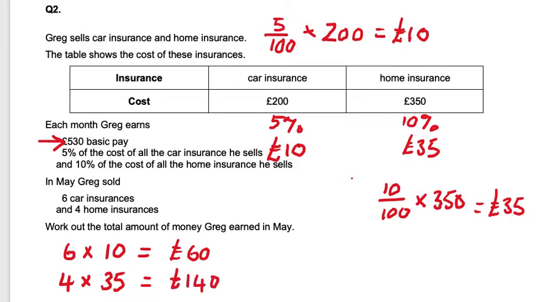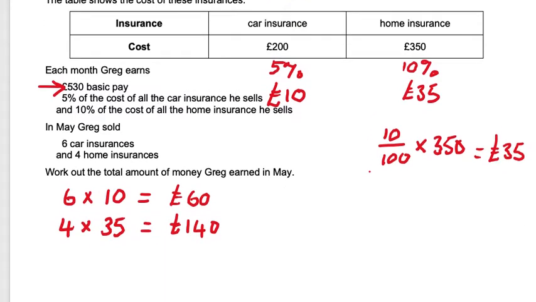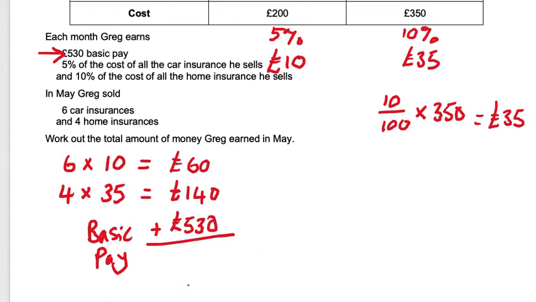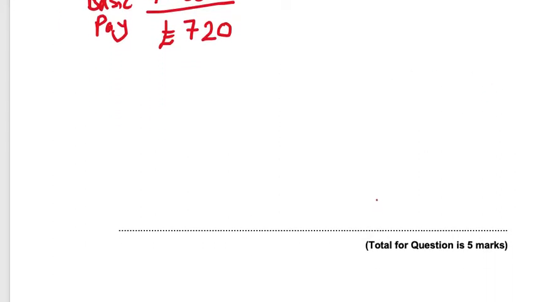And remember, we need that basic pay. So what we're doing here is we're then adding on that basic pay of 530. That's the basic pay. And then we add them all together. What we end up with is £720. So the take-home pay, well, maybe it's actually before tax and national insurance is taken off. But what it's doing is, what's the amount that he earned? Well, actually, he earned £720. So we'd put £720 here.